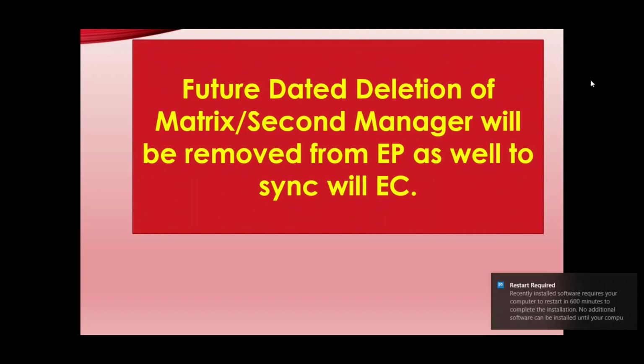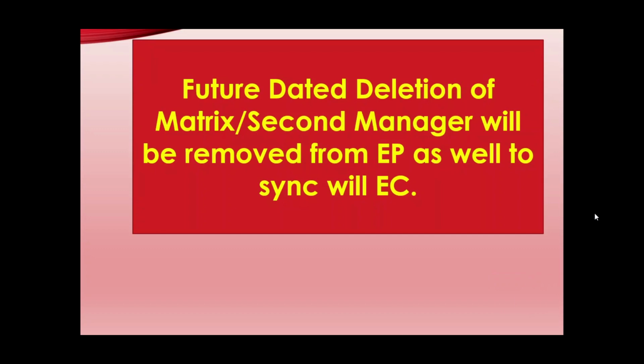Now let's come to the next change. The next change is about future dated deletion of matrix or second managers being removed from EP as well to sync with EC. That means earlier, if there was any future dated deletion of matrix managers or second managers, then on reaching that particular date, data would be deleted from EC, but that sync doesn't happen to EP because that data remains the same in employee profile. But right now, if you delete some future dated records from matrix managers or second managers, and if there is any mapping maintained between your EC to EP to sync that, then automatically that data will be removed from your employee profile, and both EC and EP will be in sync. So that change was already introduced in the Q2 2019 release.